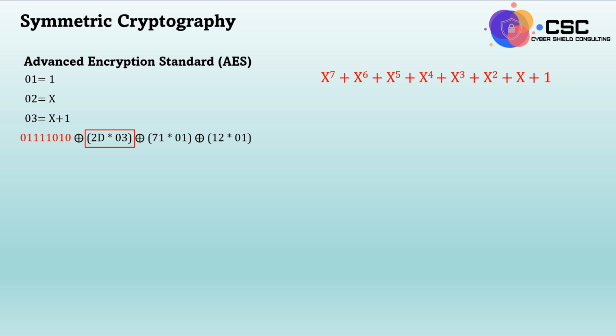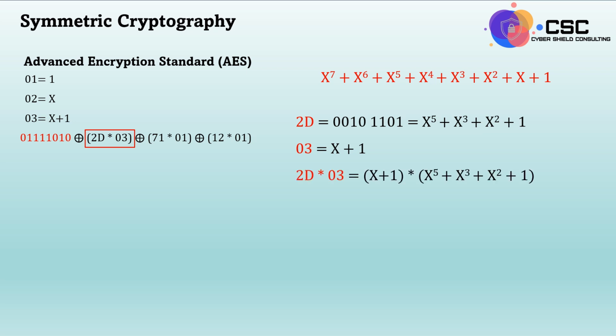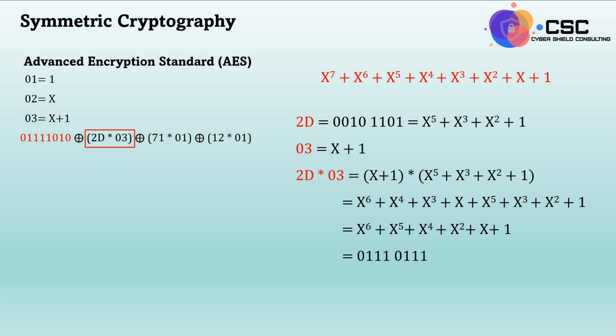So now we need to do 2D times 0, 3. For 2D, we find the binary, and then we get the GF. So we get x5, x3, x2 plus 1, and then we know already 0, 3 is equivalent to x plus 1. We multiply those polynomials, and then we get the result, and then we get the binary equivalent to this polynomial. So the binary will be 0, 1, 1, 1, 0, 1, 1, 1. And now we got the second. Now we need to continue to do the third part and so forth.